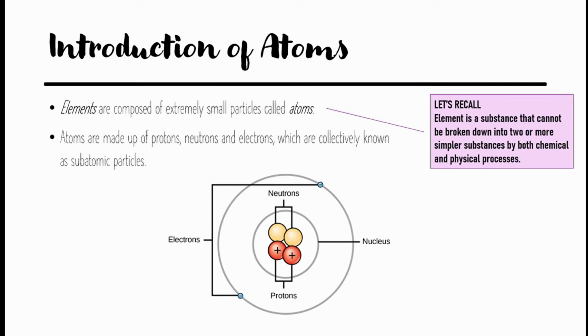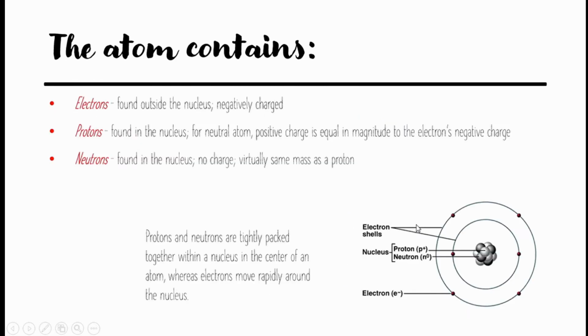Atoms are made up of protons, neutrons, and electrons, which are collectively known as subatomic particles. Let's take a look at this picture, everyone. We can see electrons here, the small things around the nucleus. This one is the nucleus. And then inside the nucleus, you can see the neutrons and protons. Okay, let's discuss one by one.